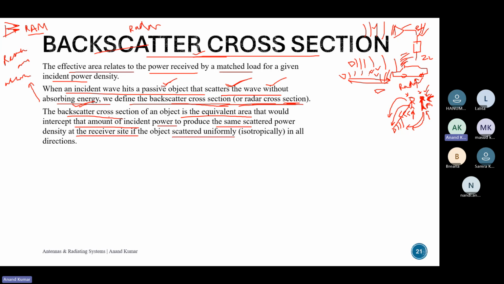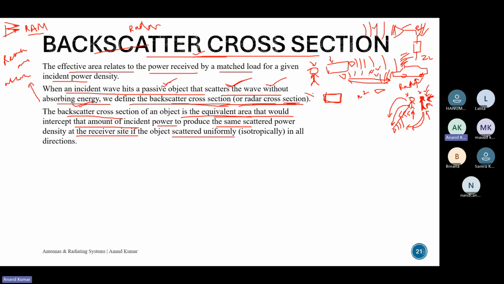So let's go through it slowly. So of an object is the equivalent area. So this is some equivalent area. The unit will be meter square. So this is an area. So let's say if this is me, and then this is this blackboard. Both of us will have some radar cross section, and this will be given in meter square. It will be some area that would intercept the amount of incident power.